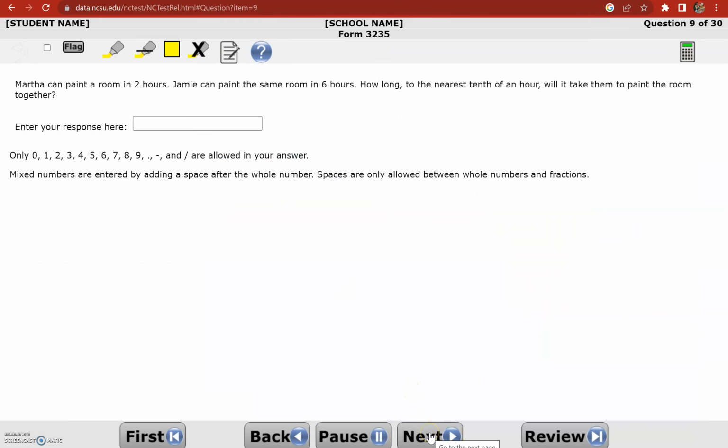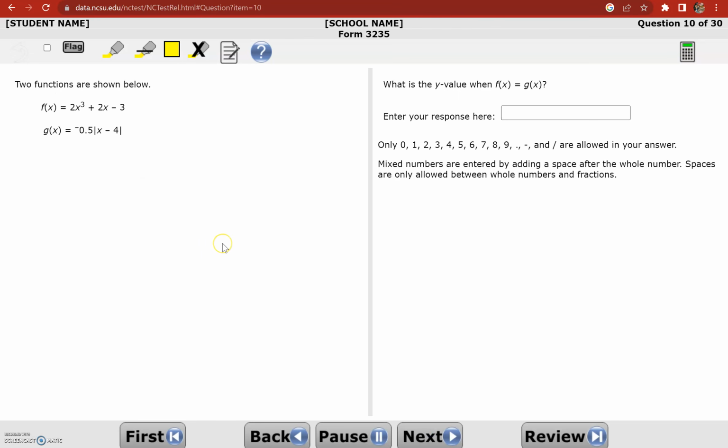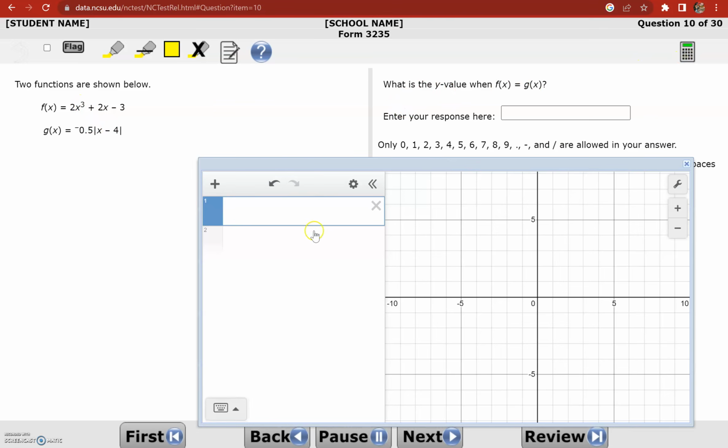This one again, Desmos, not going to help us. All right, here's one where we can definitely use Desmos. We have two functions, f of x and g of x, and it says what is the y value when f of x equals g of x?